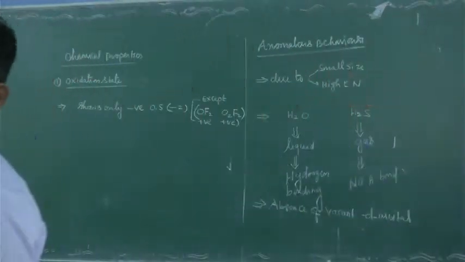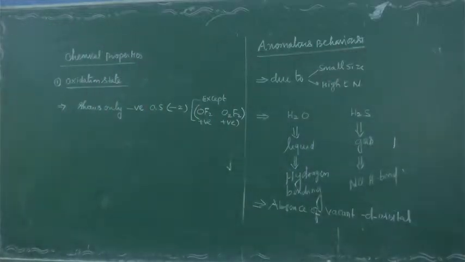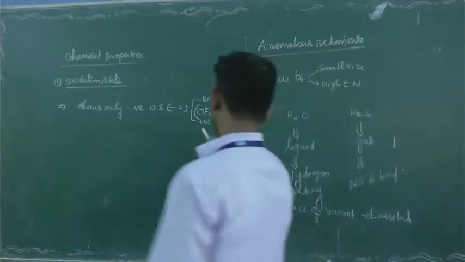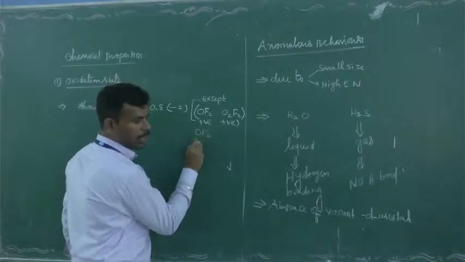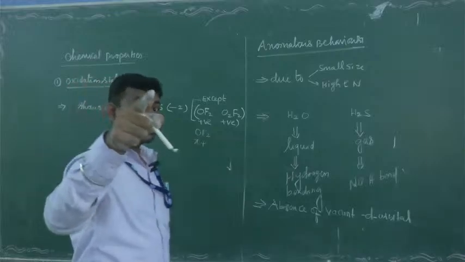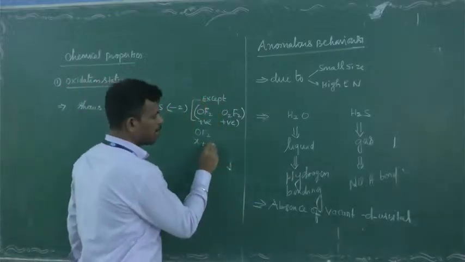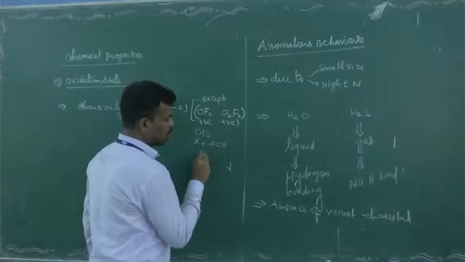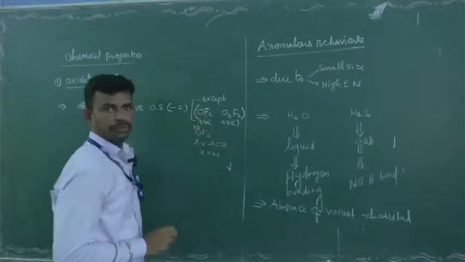Why? Fluorine is more electronegative when compared to oxygen. In OF2, fluorine is always going to be minus 1. Is this clear? So x plus 2 times minus 1 is equal to 0, minus 2, x is equal to plus 2. Oxygen is going to be plus 2.